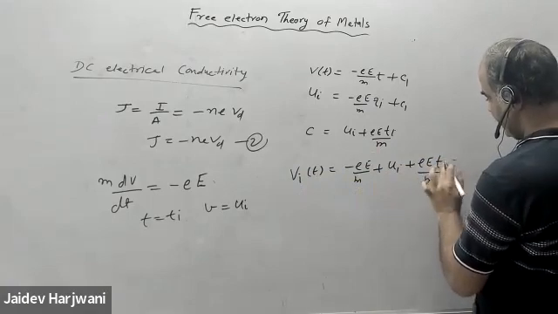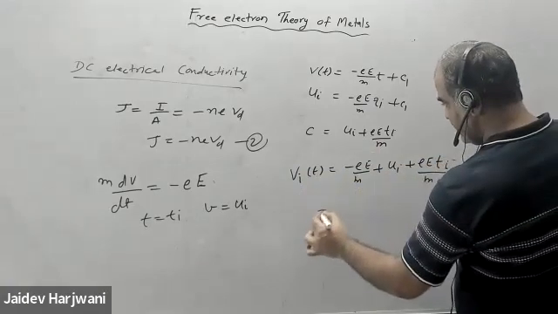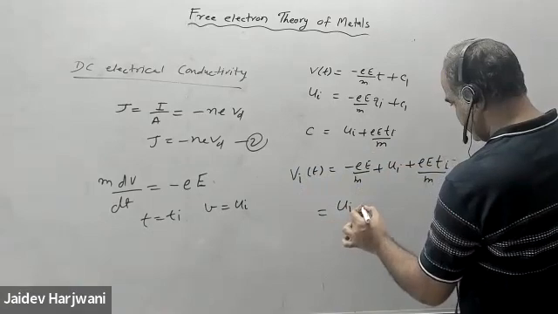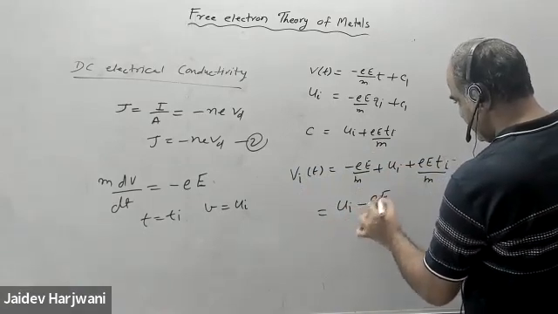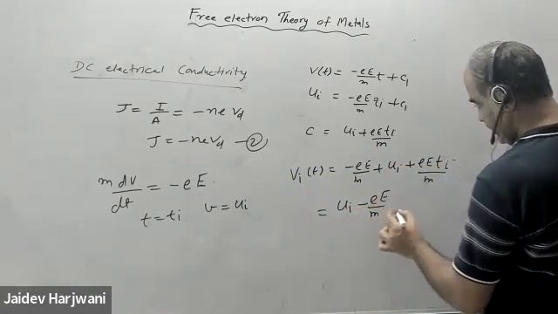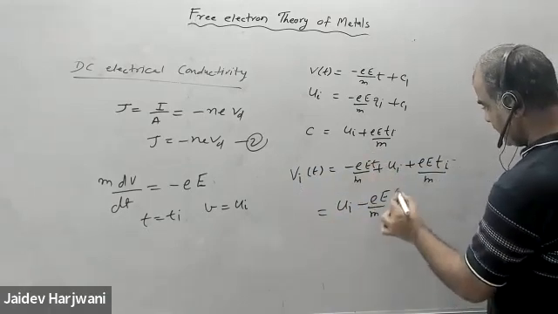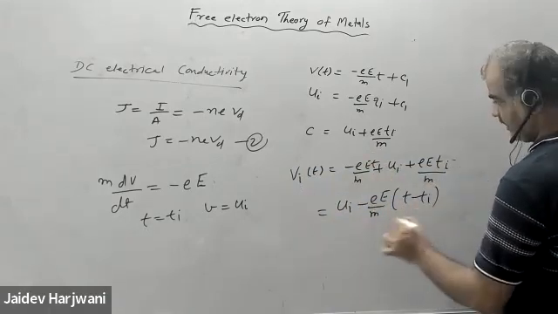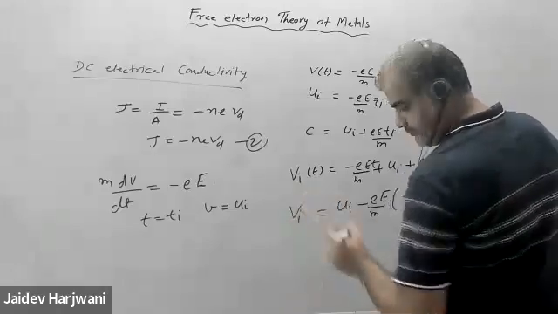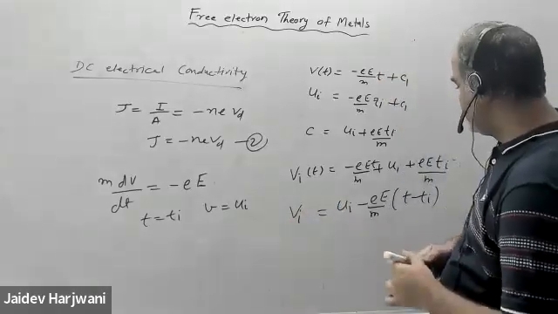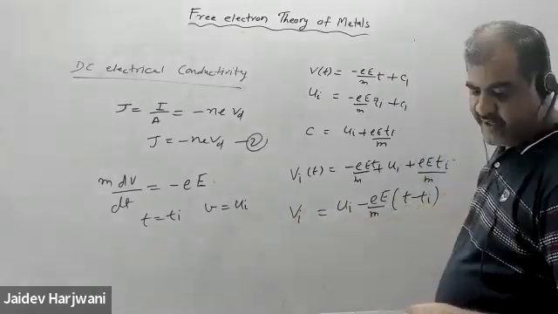This I can write as E upon m, and t is there, t minus ti. So this is the velocity of your ith atom.